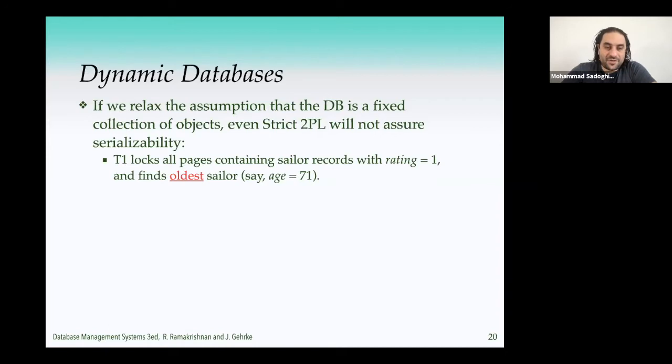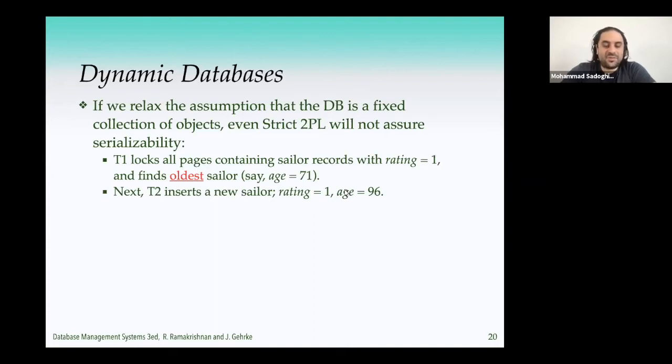Now if the first transaction wants to find the oldest sailor with rating 1, then based on what we've discussed so far, it could go ahead and lock every single record, and it may also lock all the pages containing those records. And everything is good. It finds that the oldest sailor for rating 1 is age 71. That sounds good so far, nothing strange.